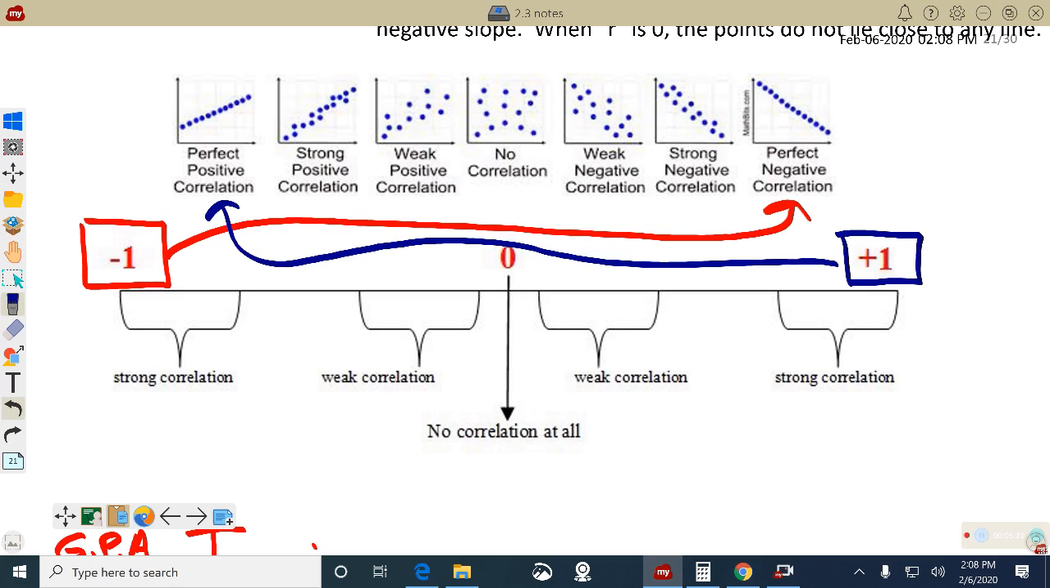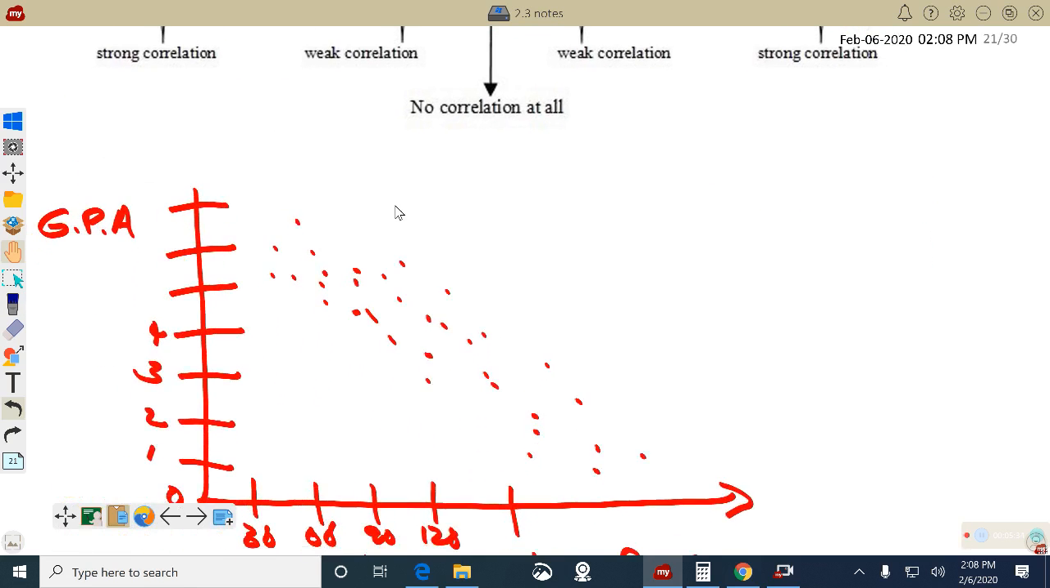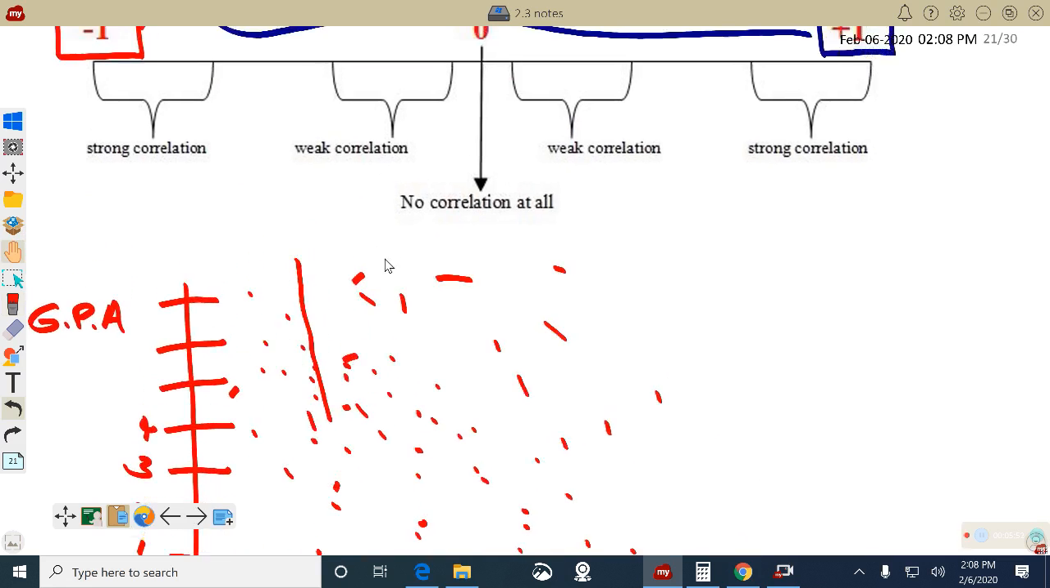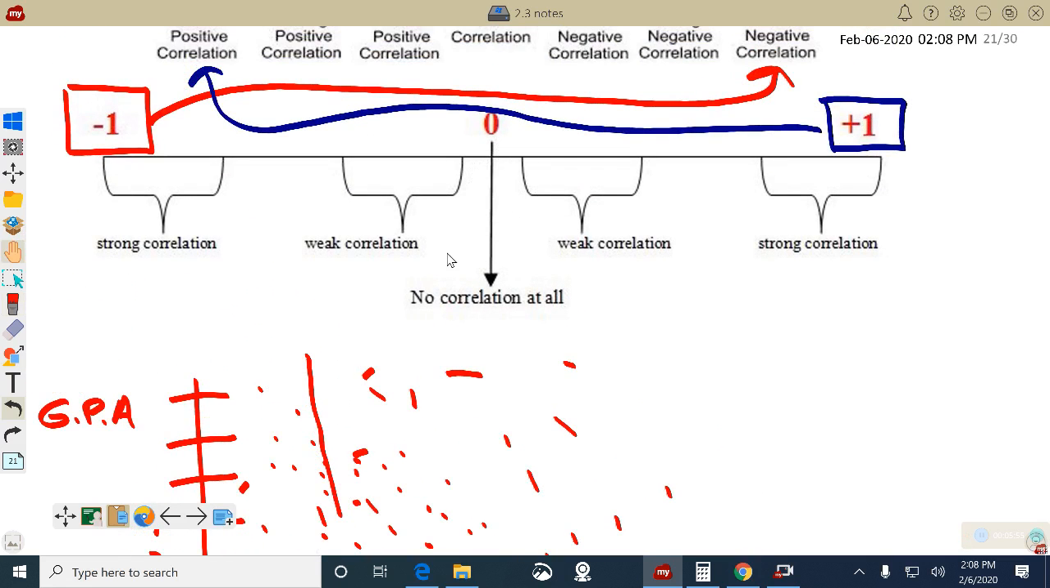The more it gets to 0, the more a scientist will say, you know what, there's no relationship between, let's say, for instance, my study of GPA and time spent on phone. If my scatter plot started looking like this, let's say my scatter plot's something like this, it doesn't seem there's a relationship there. That means the R value is going to be close to 0. See? That means there's no correlation at all. That means there's no relationship between the two variables I'm measuring.